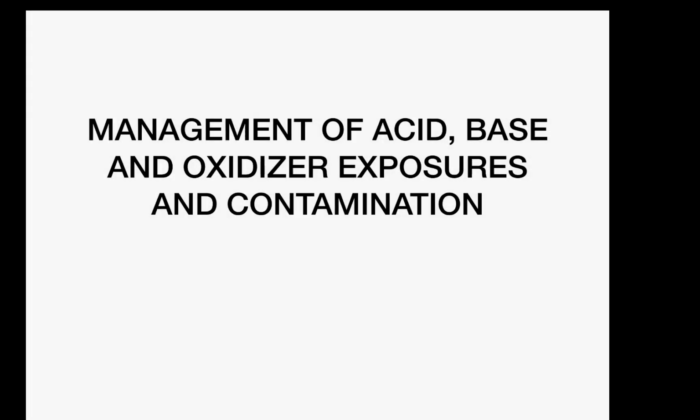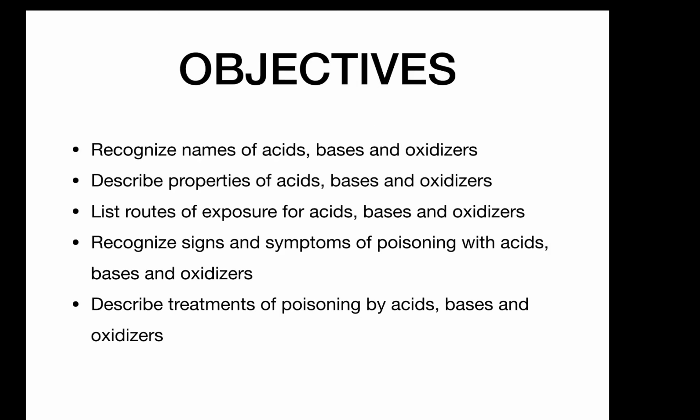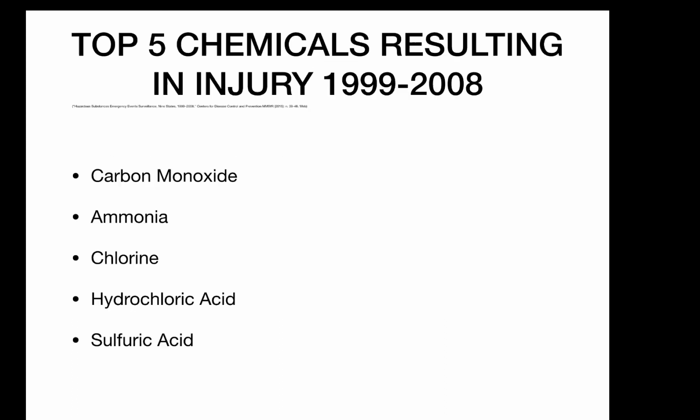This lecture is going to cover the management of acid, base, and oxidizer exposures and contamination. The objectives: we're going to recognize names of acids, bases, and oxidizers and describe the properties of those, list some routes of exposure for acids, bases, and oxidizers, recognize signs and symptoms of poisonings with acids, bases, and oxidizers, and then briefly describe the treatments of poisoning that may occur through contamination or exposure of acids, bases, and oxidizers.